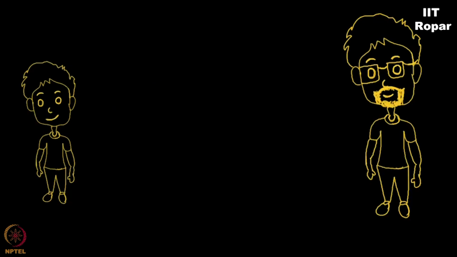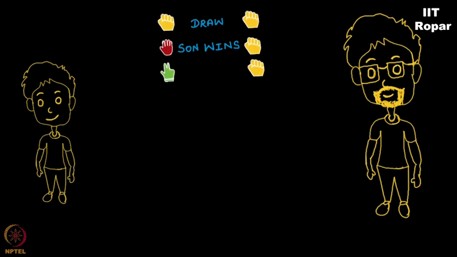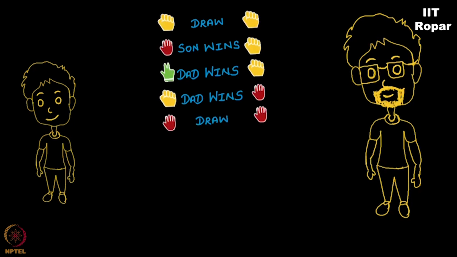Assume dad chooses rock, son also chooses rock. There's a draw. Dad chooses rock, son chooses paper, son wins. Dad chooses rock, son chooses scissor, dad wins. Paper and rock, dad wins. Paper, paper, obviously a draw.